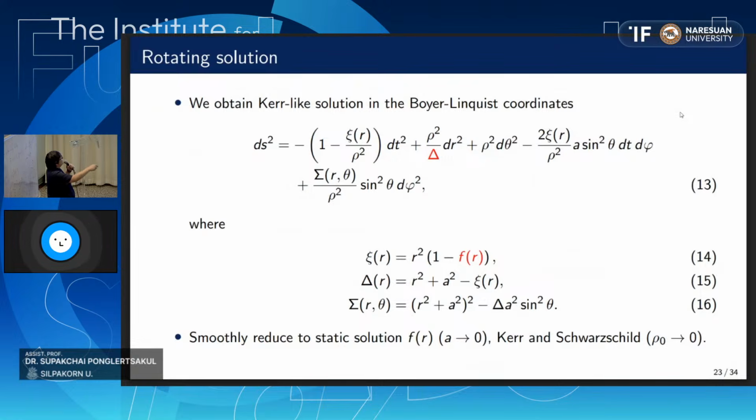Eventually, we can obtain a Kerr-like rotating black hole as equation 13, where the black hole and dark matter spherically symmetric profile is lying hidden in this function. The F here is the spherically symmetric static solution that we talk about later on, and of course this solution reduces smoothly to Kerr and Schwarzschild black holes as we expected, and also when we set spin to 0, it gives back the spherically symmetric solution that we just discussed earlier.